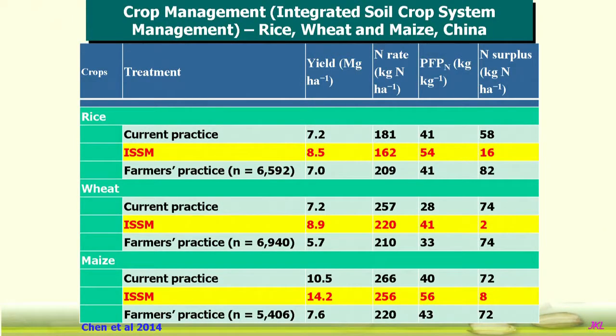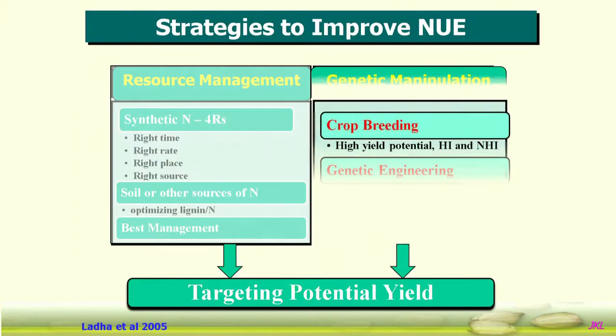Here they showed very good data, and these were from a large number of farmer fields. The current practice was giving, for example in rice, 7.2 tons, while ISSM, Integrated Soil Crop System Management, gave 8.5 tons. That increased nitrogen efficiency, which is the partial factor productivity of nitrogen in the third column, and it also reduced the nitrogen surplus, which is nitrogen loss. Similar results were seen in wheat and maize.